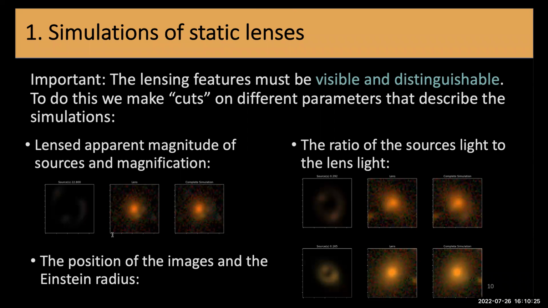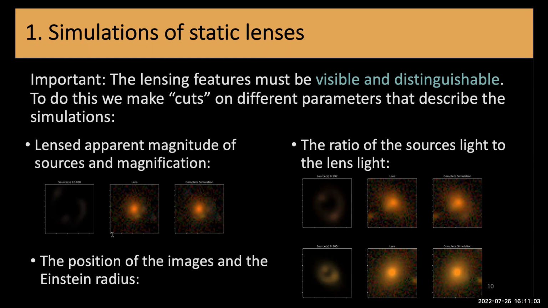Okay, so something that is extremely important in this kind of automatic searches is that we define what is a discoverable lens. So we need to make sure that the lensing features are clear and are distinguishable. So to do this, we make cuts on different parameters. So they're just parameters that we define for the simulations to make sure that they are visible enough. So here I'm showing 3 plots in which they are not so good, and I wanted to show them just to show an illustration of what are the parameters that we can control.